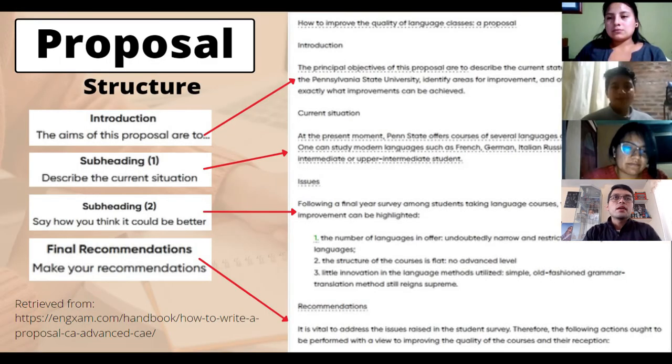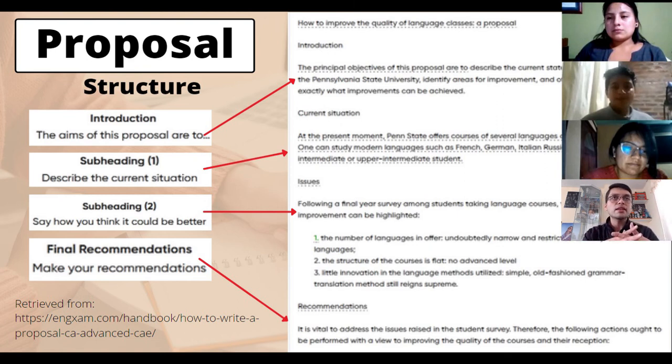Next one. Okay, which is the structure of the proposal? First, we have the introduction, subheading 1, subheading 2, and then a final recommendation and suggestion. Well, as you can see, we have an example. The topic says how to improve the quality of language classes, a proposal. So first we need to make an introduction about the aims of this proposal. For example, we can use linkers like the main objective of this proposal is to, and continue.